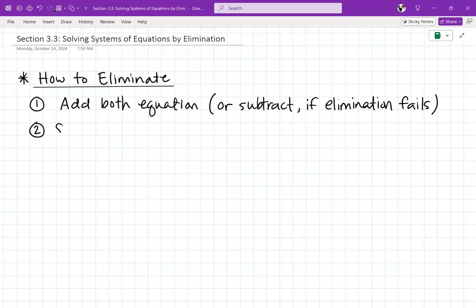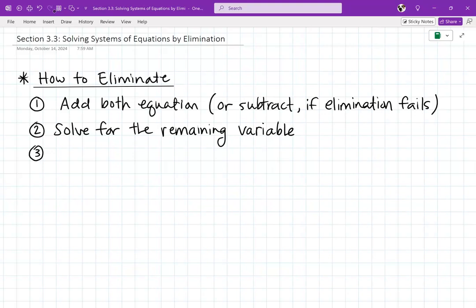Step 2, solve for the remaining variable. When you do addition or subtraction, one of the variables is going to disappear. Let's say the x goes away. Well, there's only a y left over, so solve for it. Whatever variable is left over, solve for it. Let's say you get y equals 3. What you're going to do with that y equals 3 is plug it back into any one of the two equations.